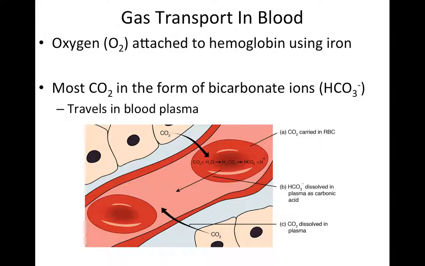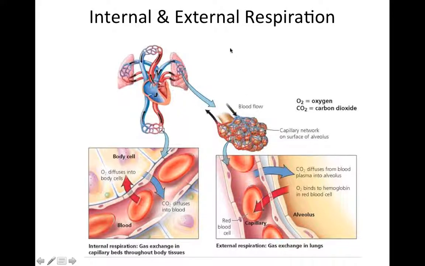That process is what's called internal respiration because it's happening inside our body with our cells. The difference between internal and external is talking about the air from outside. Even though it's happening inside of our body, it's the air outside that we're transferring oxygen in, carbon dioxide out.